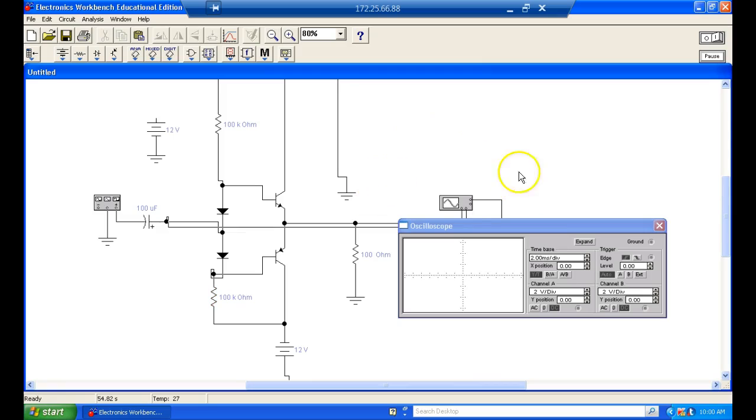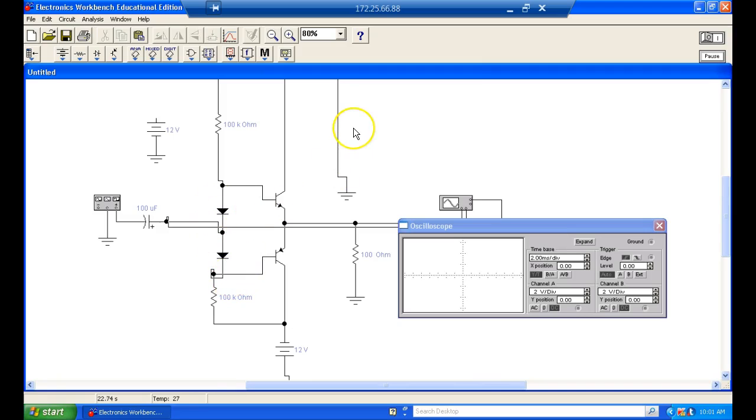Now, why do we call it a class AB? Because it's two Bs generating a class A output, right? You understand that? If I was to look at the input and the output, it would look like a class A amplifier. But this guy here is only conducting during the positive alternation. This guy down here is only conducting during the negative alternation.